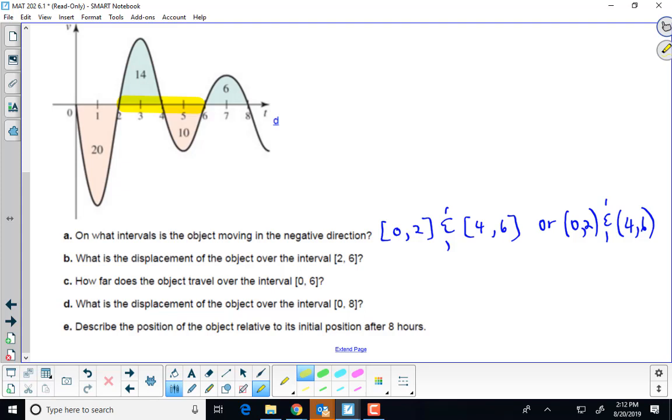We saw above that displacement is the upper area minus the lower area. So that would be 14 minus 10, which is 4. Good. What about the next one? How far does the object travel on the interval 0 to 6? We're going to look all the way from 0 over to 6. How far does that object travel? So we're talking about distance. When we're talking about how far, that's an indicator that we're talking about distance in contrast to displacement.